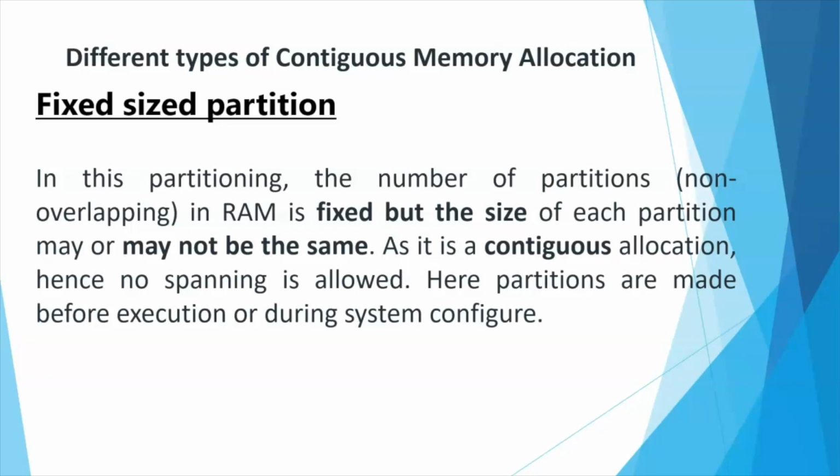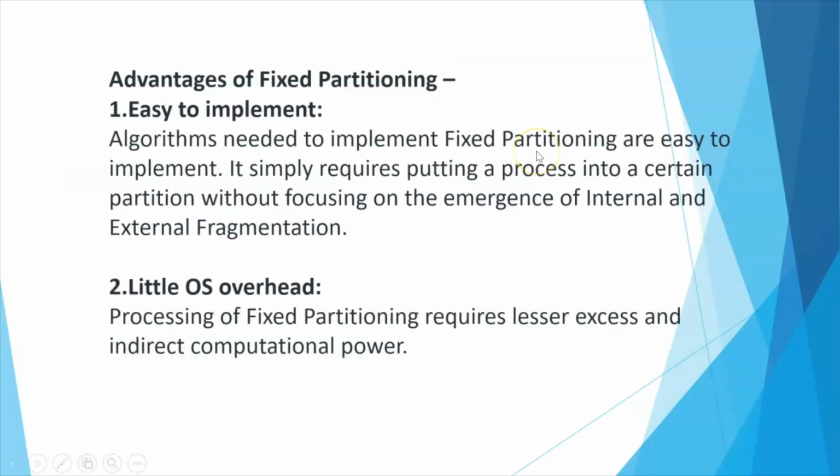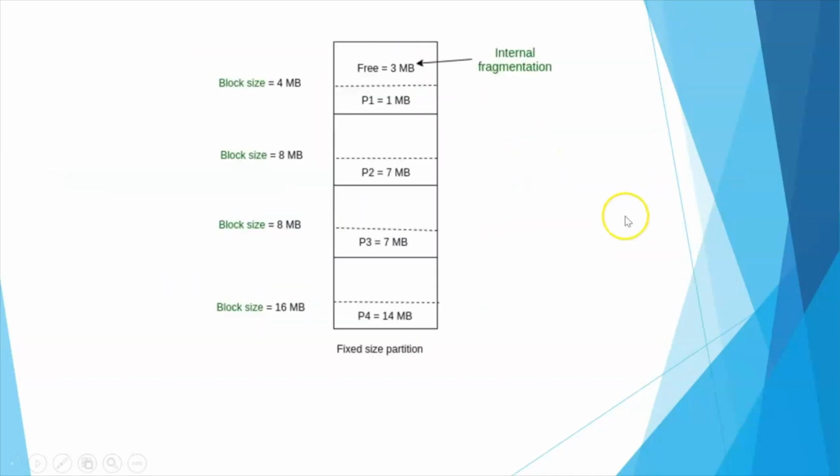Spanning means allocating or arranging the unused spaces together. That is called spanning. This figure shows an example of a fixed size partition. Here, the entire memory is divided into 4 blocks. First block is 4 MB, second block is 8 MB, third block is 8 MB, and the last block is 16 MB. Here we have 4 processes.